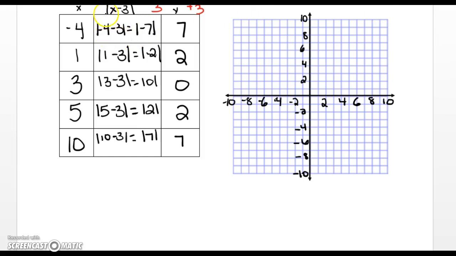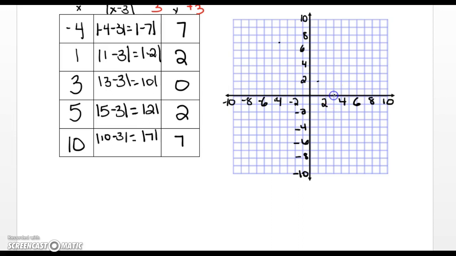And so I'm going to graph my first one here, and I'm going to do this one in one color with pen, and then I'll do my y is equal to 7 in a different color. So here our first value here is -4 and 7. So go to -4, go up to +7. Then I have 1 and 2. Then we have 3 and 0.